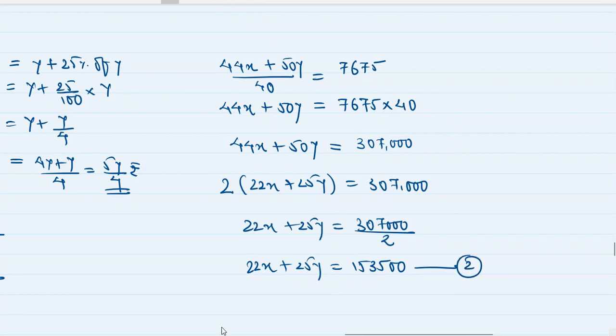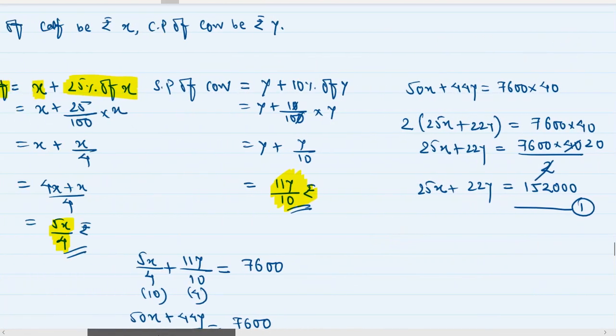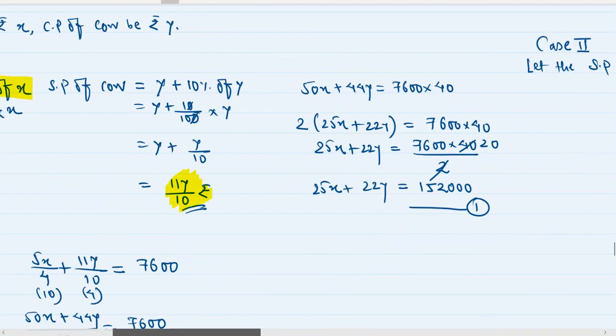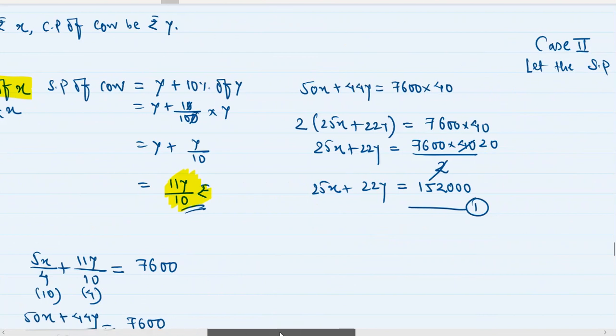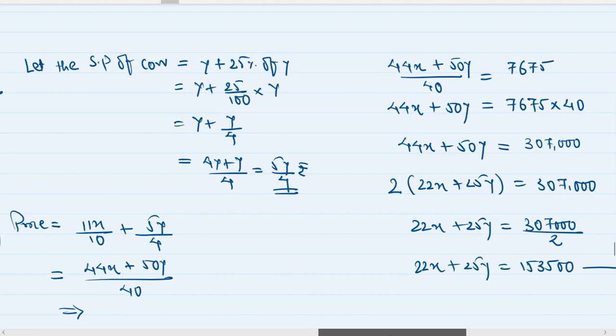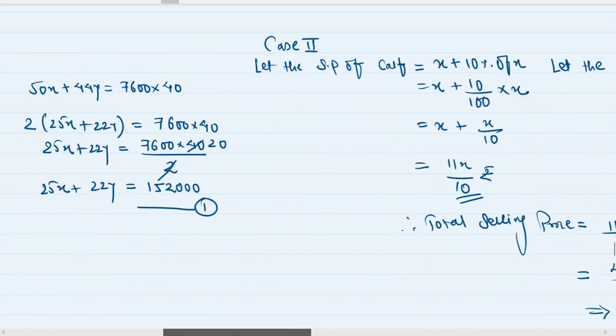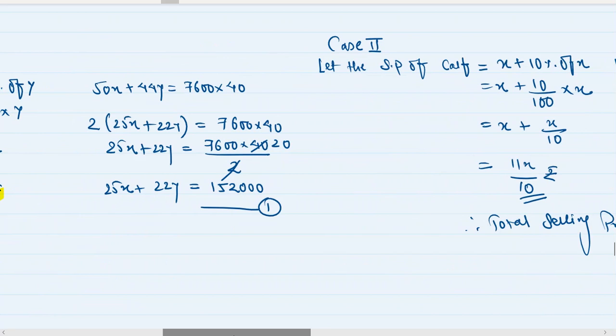What was your equation 1? Equation 1 was 25x plus 22y is equal to 1,52,000, and equation 2 is 22x plus 25y is equal to 1,53,500. Now you've got your two equations, right? You need to solve them, and as you know, here the coefficients of x and y are interchanged.